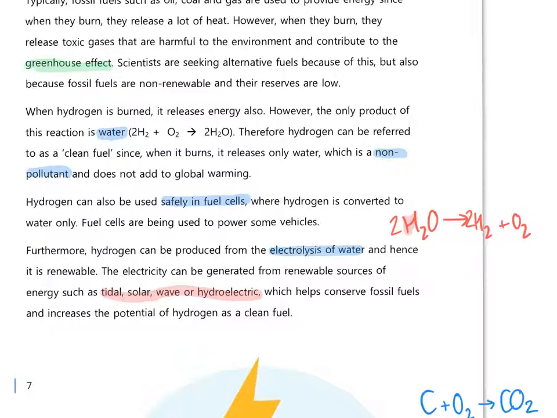So electrolysis, as we know from our electrochemistry topic, can be very expensive, and it can use up fossil fuels if we're using that to generate our electricity for it. But what we're saying is that if we generate the electricity from renewable sources like tidal, solar, wave, hydroelectric, that increases the potential of hydrogen as a clean fuel, because you're not using fossil fuels, you're using renewable sources of energy to get your electricity and to split up your water to provide the hydrogen for the fuel cells.